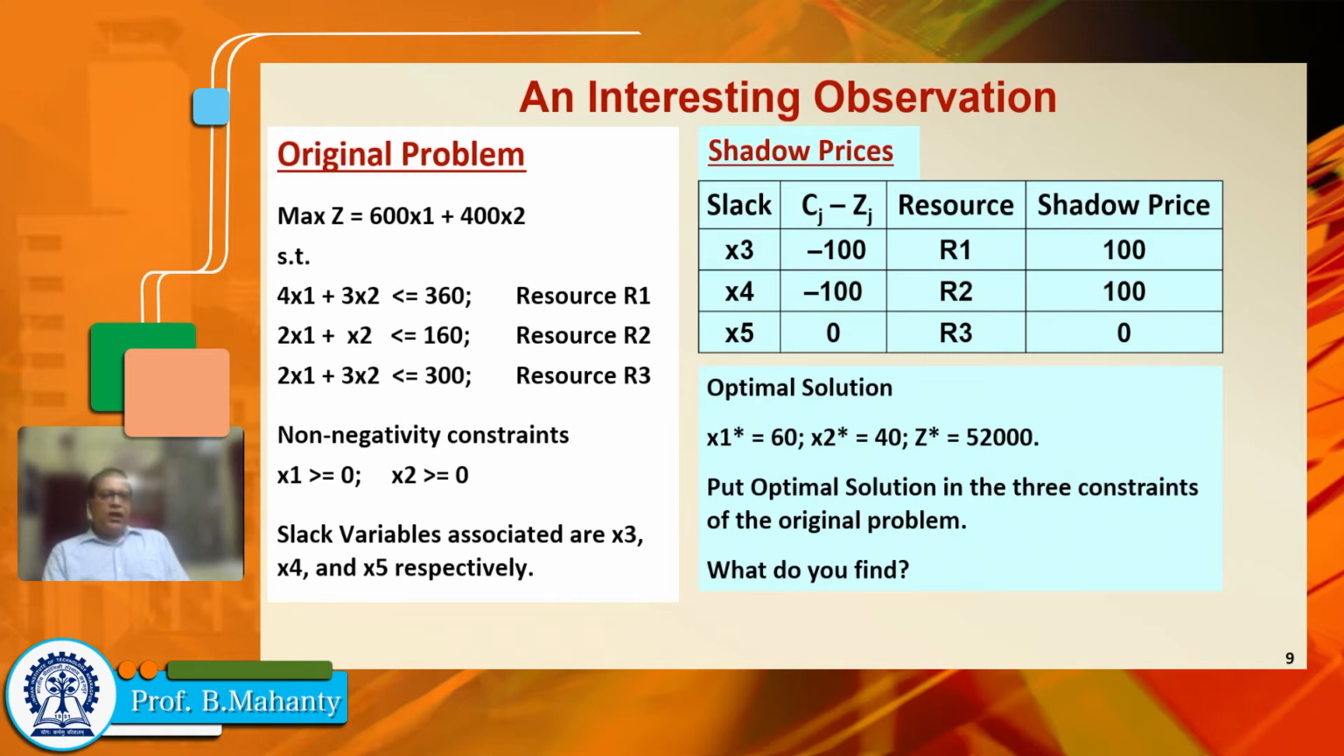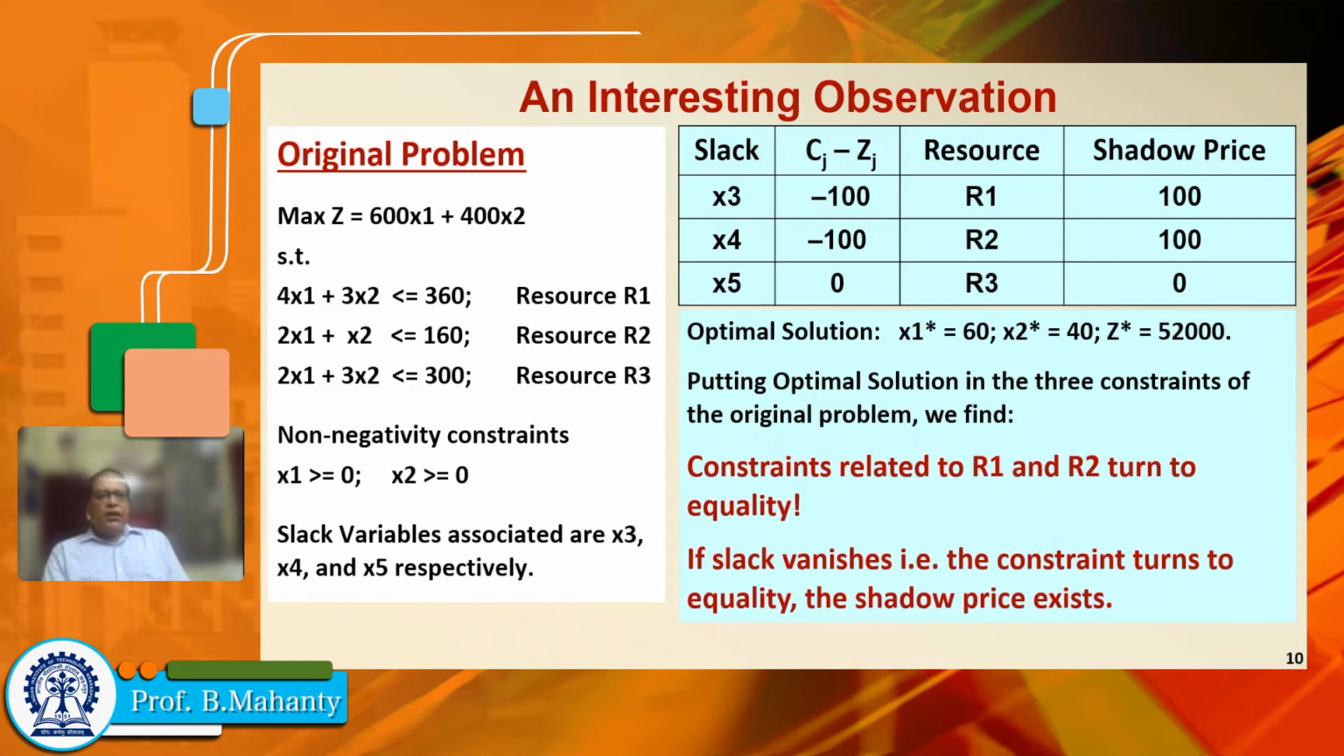With regard to resource R2, the second constraint has also turned to equality, but the third constraint has not turned to equality. This is what we have found out. That is our interesting observation. So, this is exactly what we have written here: the optimum solution is x1 equal to 60, x2 equal to 40, z star is 52,000.